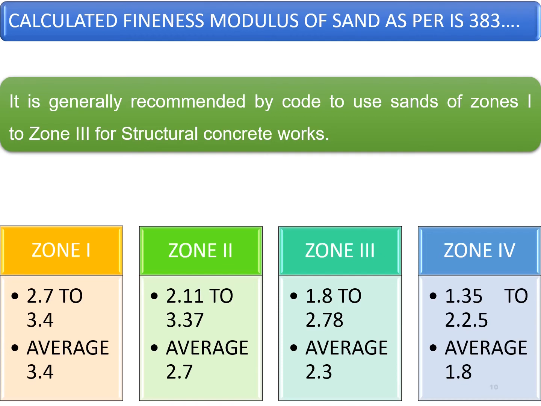It generally recommends the use of sands of zone 1 to zone 3 for structural concrete works. But if you calculate the FM value for each zone specified in IS 383 2016 table 9, you will be able to see that zone 1 has a range of FM value between 2.7 to 3.4. Zone 2 has a range between 2.11 to 3.37.